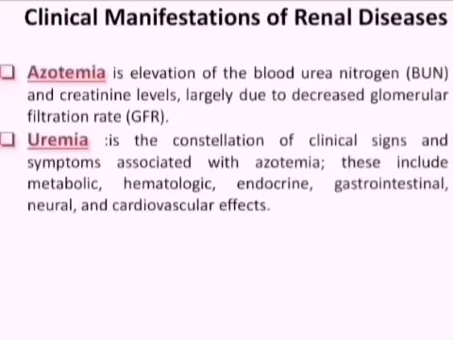طيب شنو ال possible clinical manifestations of renal disease؟ Number 1 azotemia. شنو معنى الازوتيميا؟ هي elevation of blood urea and creatinine levels نتيجة decrease بالGFR اللي هو glomerular filtration rate.